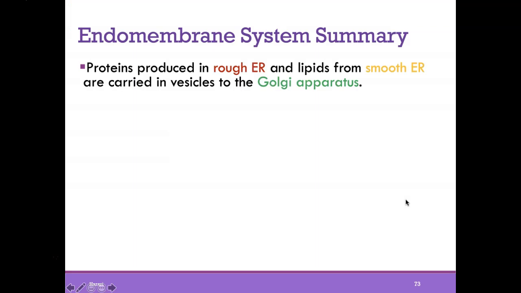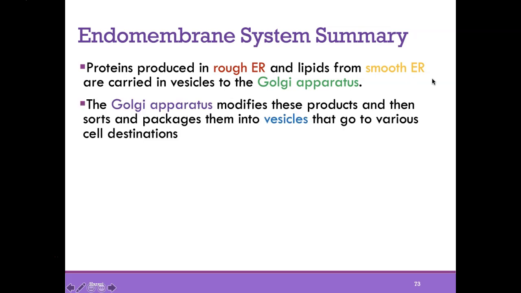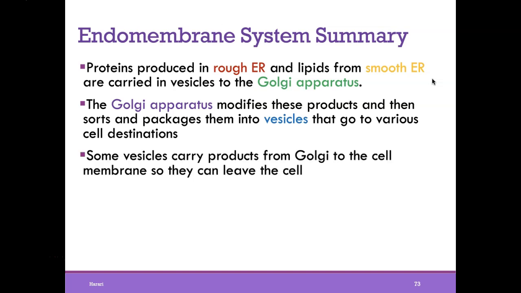So to summarize, we spoke about, this is called the endomembrane system, right? All the membranes inside of the cell. So proteins produced in the rough ER and lipids from the smooth ER are carried in vesicles to the Golgi. The Golgi modifies these products by adding sugar sometimes and then sorts them and packages them into vesicles.